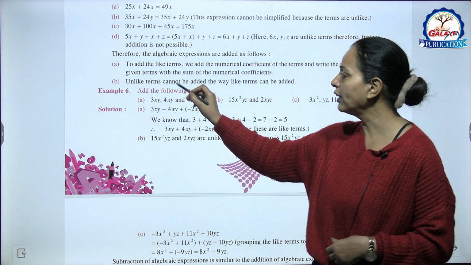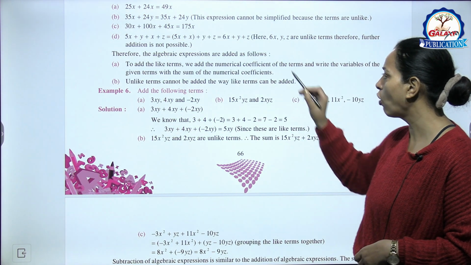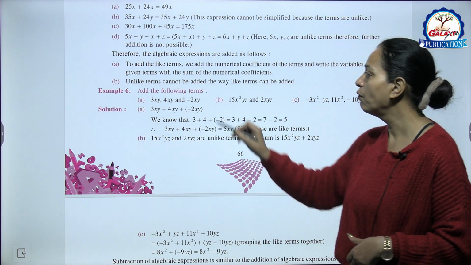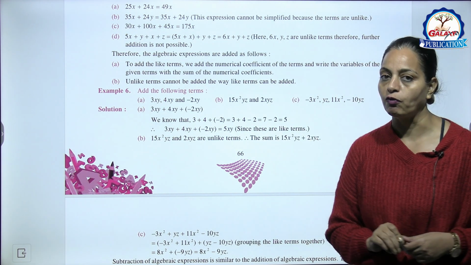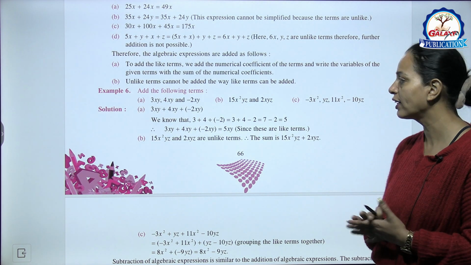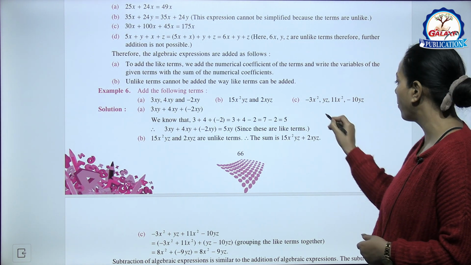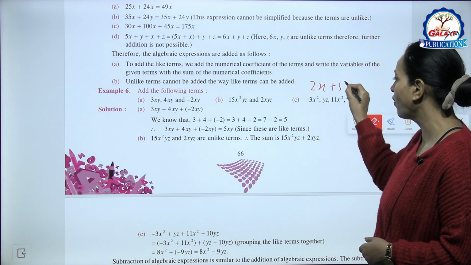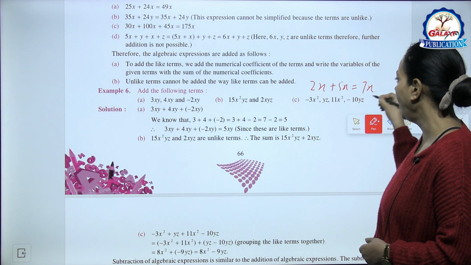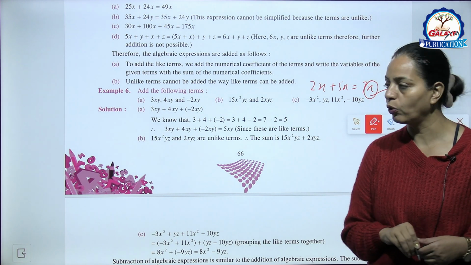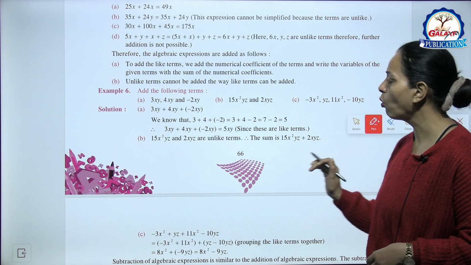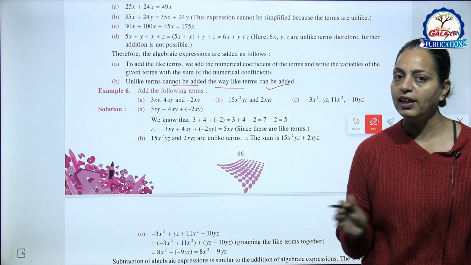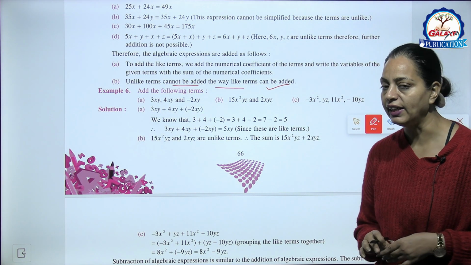A part, to add the like terms we add the numerical coefficients of the terms and write the variables of the given terms with the sum of the numerical coefficients. That means we can only add like terms, we only have to add their numerical coefficients, like 2x plus 5x, so 7x, and the same variable comes, okay? Right? Now the next point, unlike terms cannot be added the way like terms can be added. Unlike terms cannot be added.